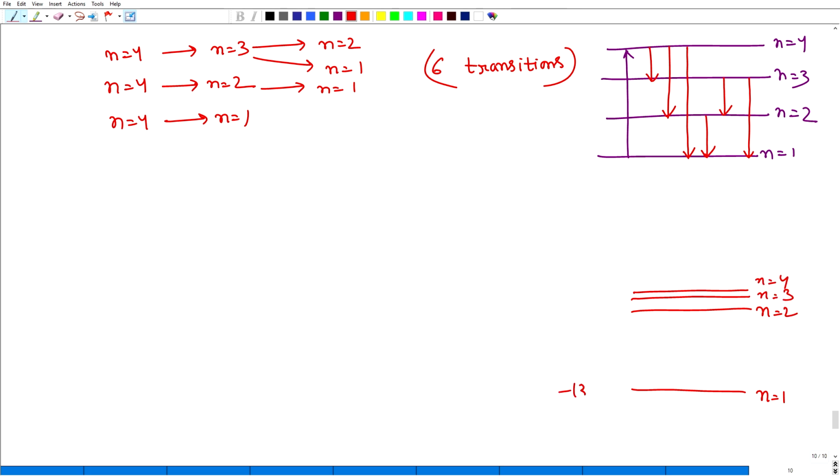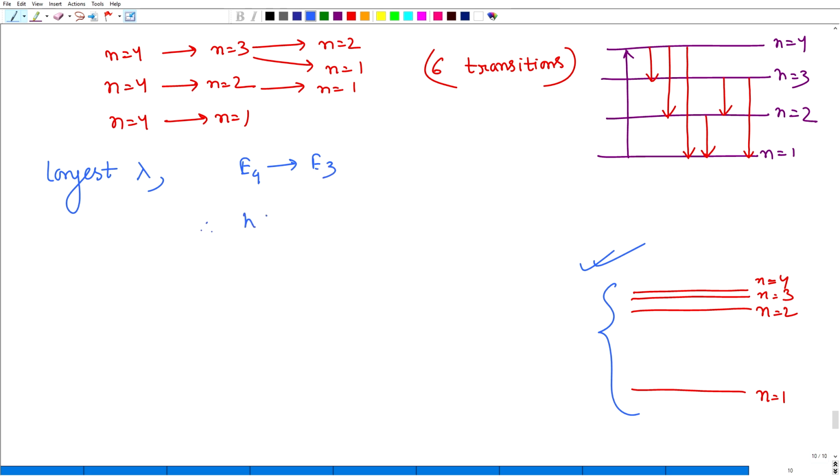This is minus 13.6, minus 13.6 divided by 4, by 9, by 16. So it is actually the transition from n equals 4 to n equals 3. This is the smallest energy gap, essentially. So we can clearly visualize from this picture. This is not the to-scale picture. So the transition for the longest wavelength should be the transition from E4 to E3.